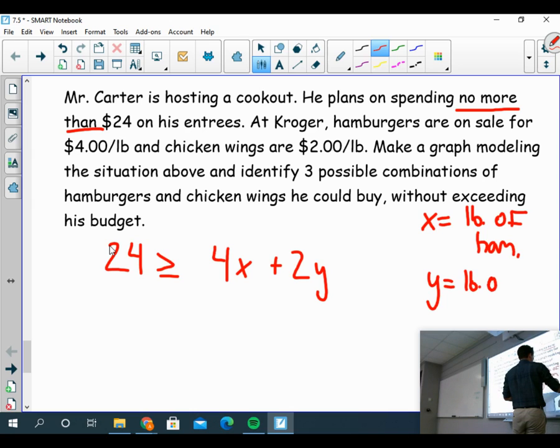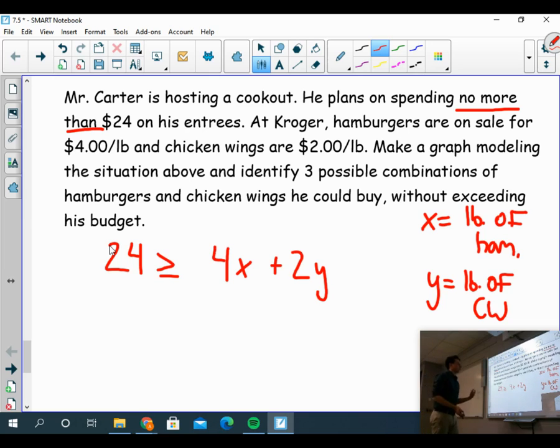And then let's pause and make sure our work makes sense. 4 times the number of pounds of hamburgers I get will give me the total amount I spend on hamburger. 2 times the number of pounds of chicken wings I get will give me the total amount I spend on chicken wings. Add those together. It's got to be less than or equal to 24. Seems to make sense so far. And now we have a linear inequality representing our scenario.